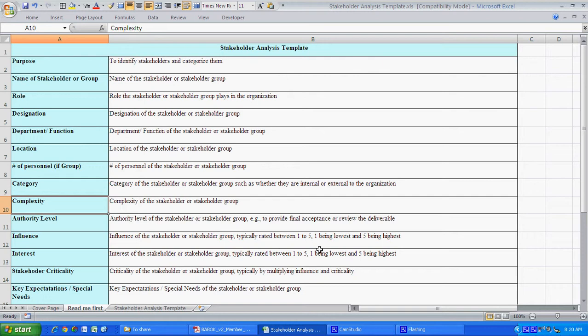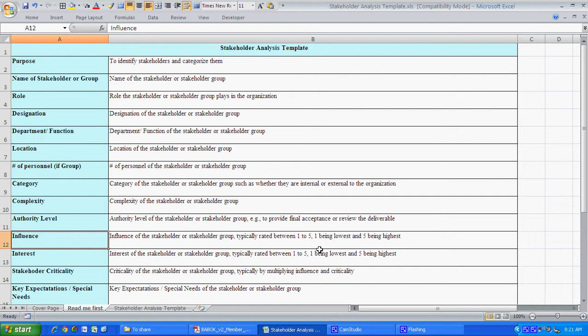The authority level of the stakeholder group would indicate how senior or how much authority the stakeholder group has on the project. So for example, there could be stakeholders who could only review a certain deliverable but cannot provide final acceptance. Influence is again the level of influence that the stakeholder or stakeholder group has. We typically rate it between 1 to 5, 1 being lowest and 5 being highest. Please understand that typically influence flows with the organizational hierarchy. That means the people at senior levels in the organization generally have more influence, but it is not always true.